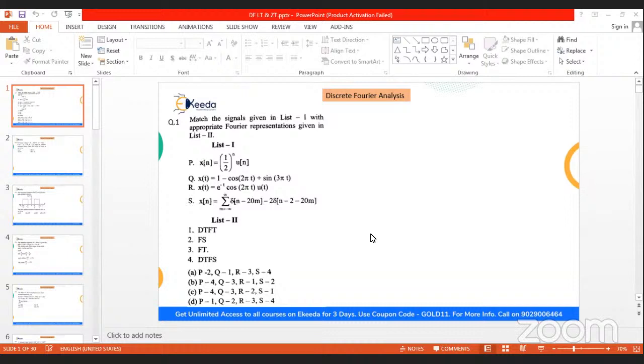Transform and then Z transforms. We will discuss the topics related to the questions which were given in the test series. So let's start now.